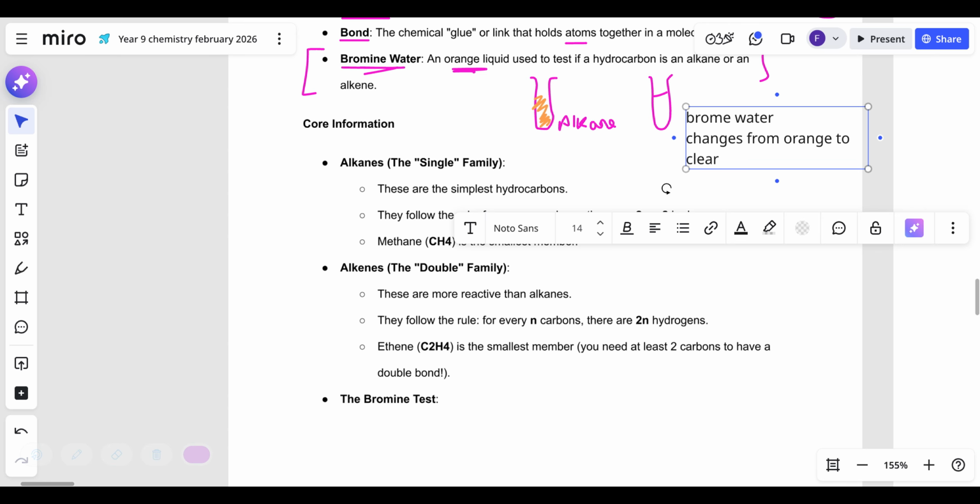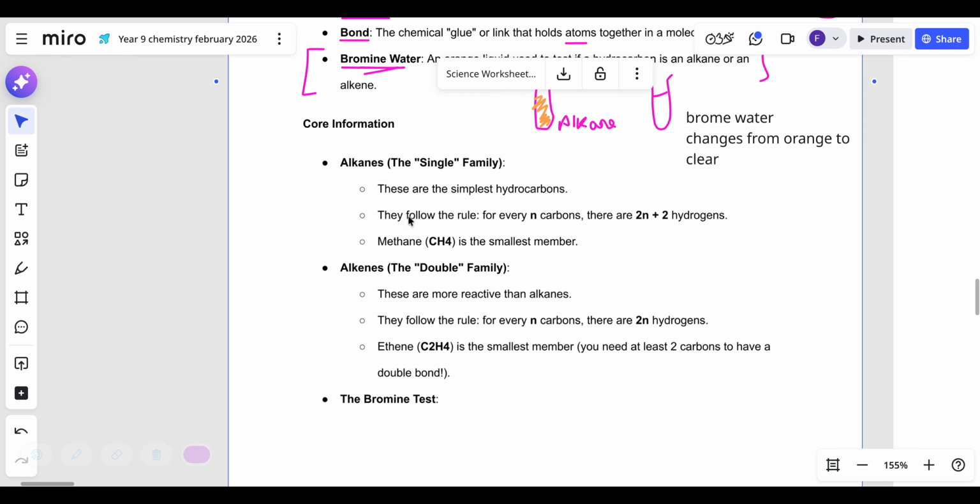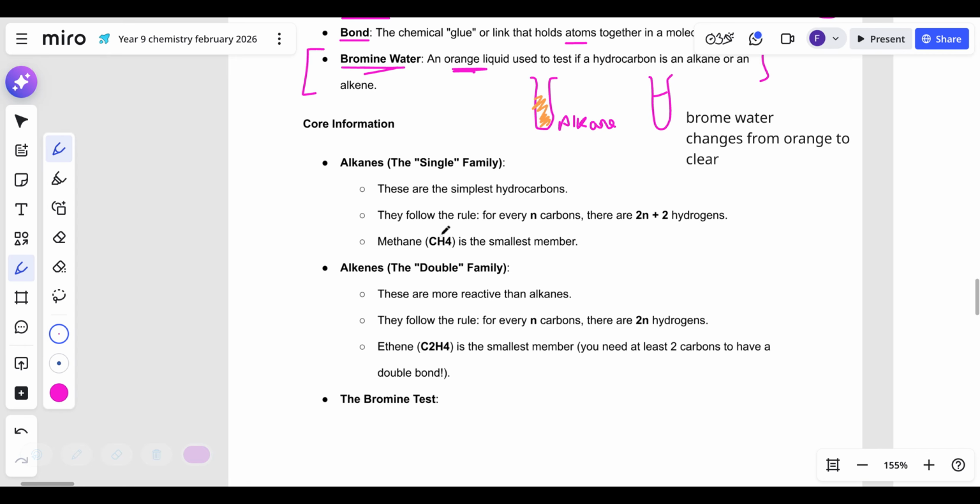Let's just go through it one more time, but slightly more complex. Alkanes, a single family. They're the simplest hydrocarbons. They follow the rule for every n carbons, there are 2n plus 2 hydrogens. I'll give you an example, because this is maths. I would write it as CnH2n+2. Now, if someone says to me, I've got an alkane with 30 carbons, well, what does that mean? It means n equals 30. So how many hydrogens has it got?